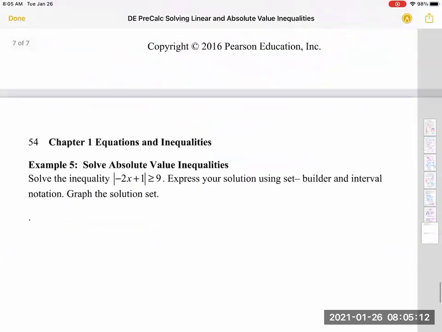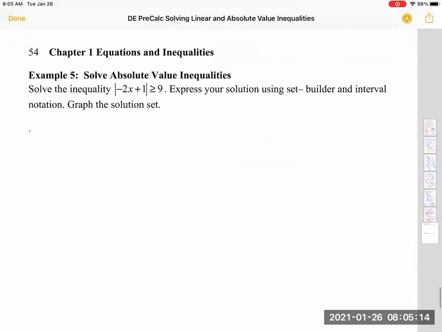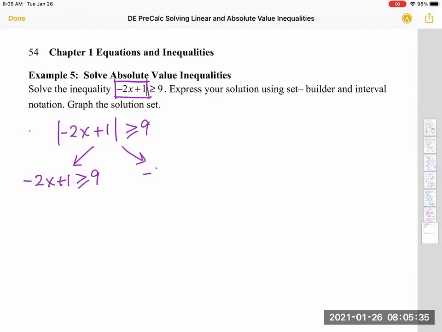Okay, so let's do example 5. You're going to solve the inequality. Right now, the absolute value is all by itself, so we're going to make two inequalities. Negative 2x plus 1 is greater than or equal to 9, and negative 2x plus 1 is less than or equal to negative 9.